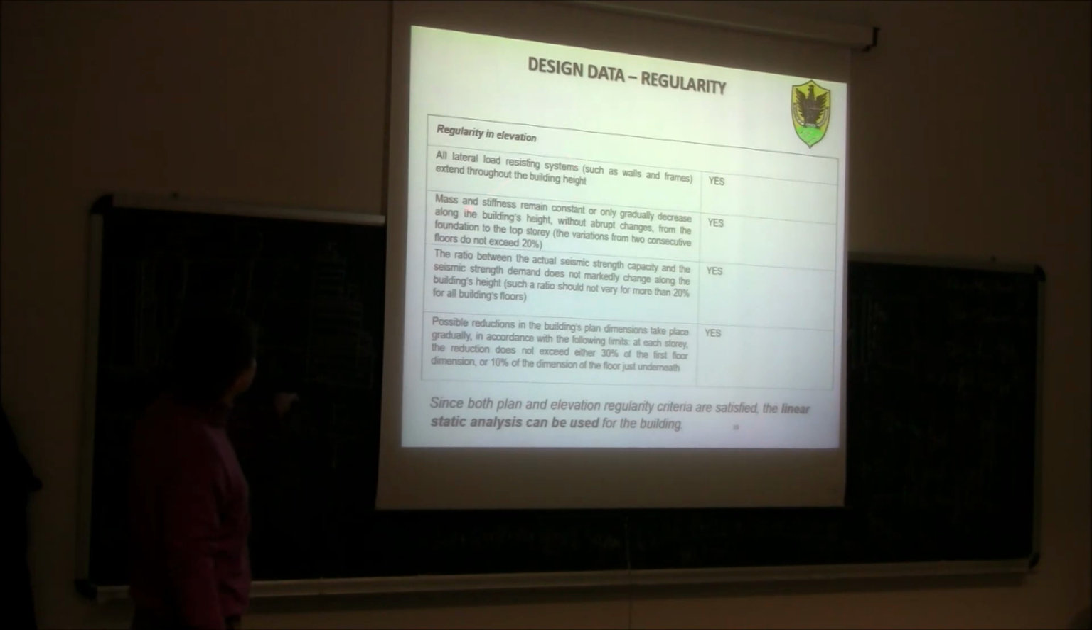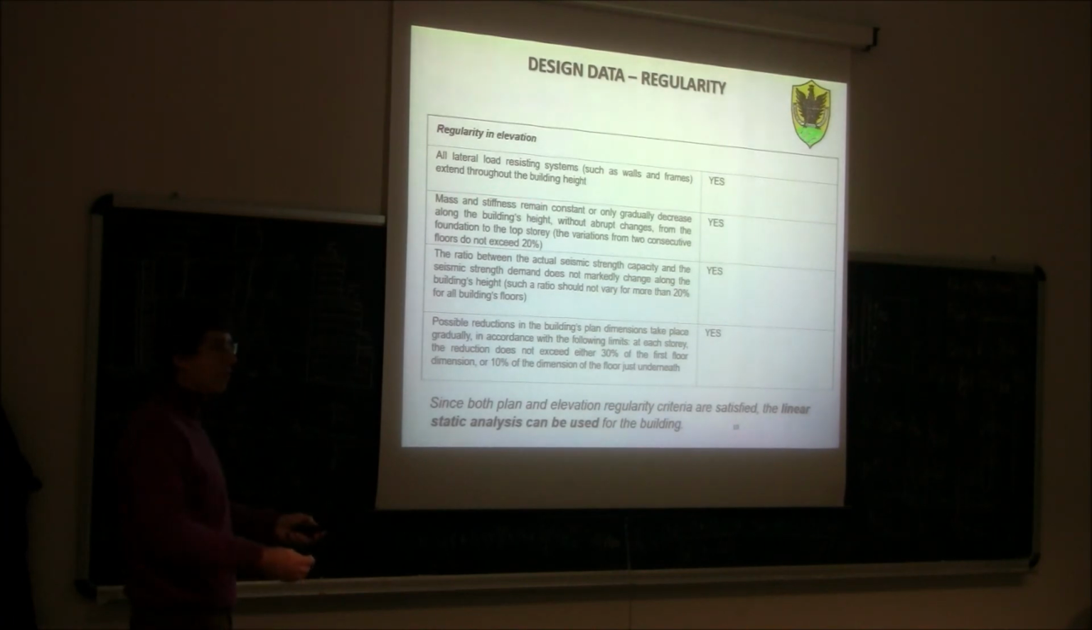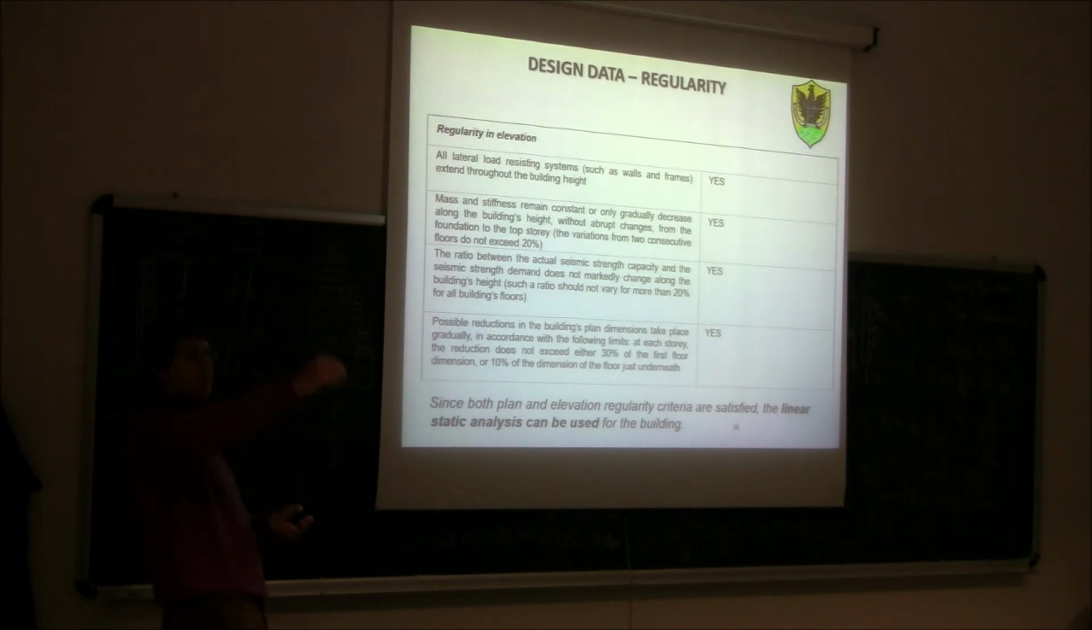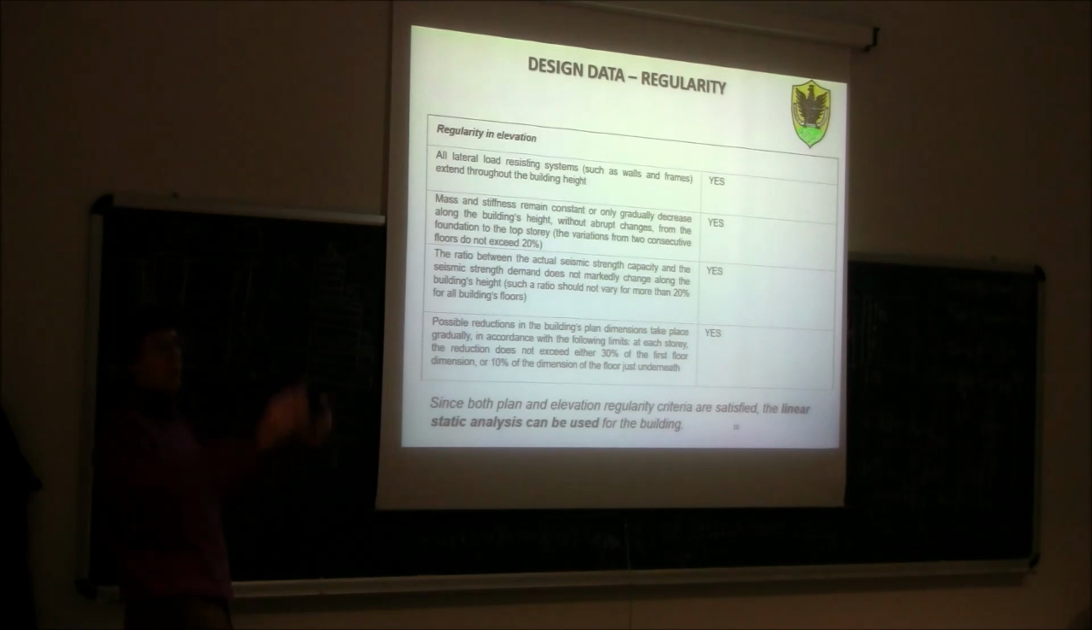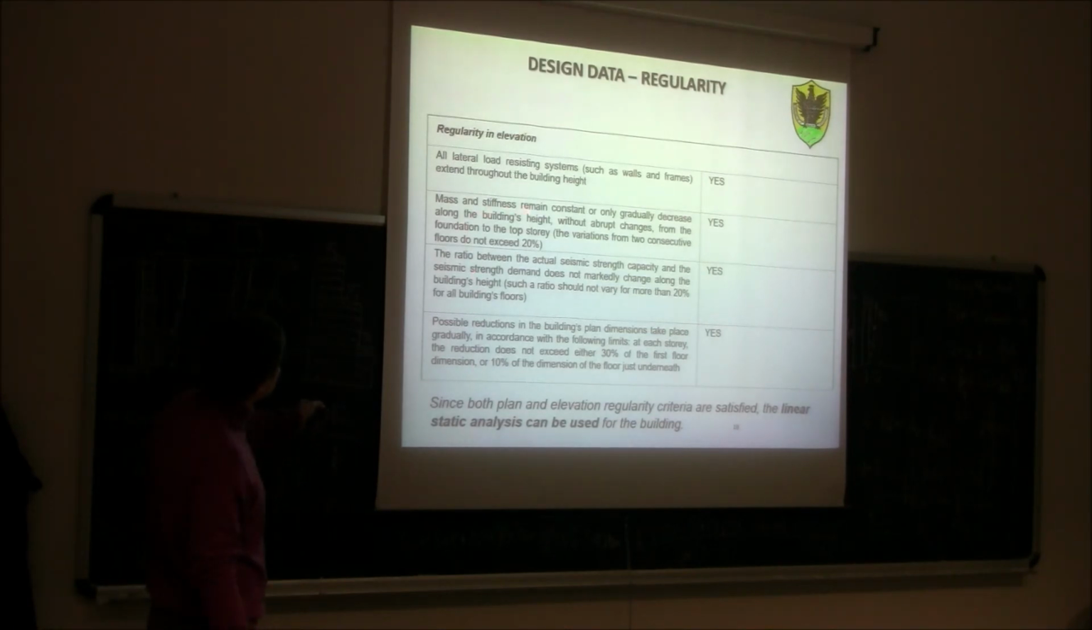Then regularity in elevation: all lateral load resisting systems such as walls and frames extend throughout the building height. So we don't have a wall that pops up from the first story, second and third, and there is nothing on the ground level. The wall should extend along the whole height of the building. Mass and stiffness remain constant or only gradually decrease along the building height without abrupt changes from the foundation to the top story. The variation between consecutive floors should not exceed 20%.